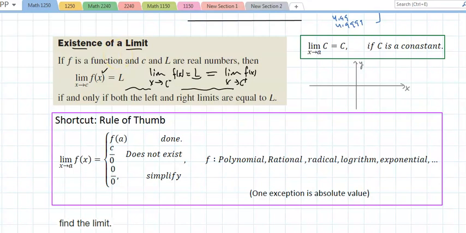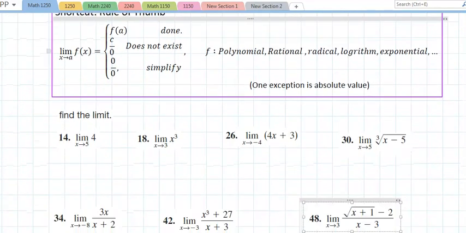Now, limit of a constant. If I have y equals c, here's y equals c. Do you notice graphically, no matter what a approaches, you're gonna always be at c? So limit of a constant is the constant. Besides that, we have a shortcut. So this is what we're doing.